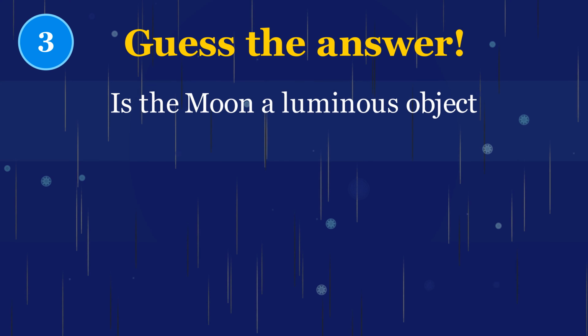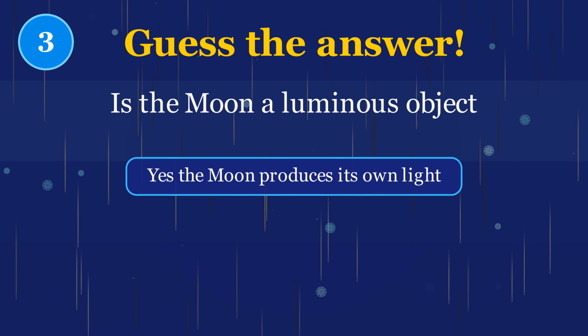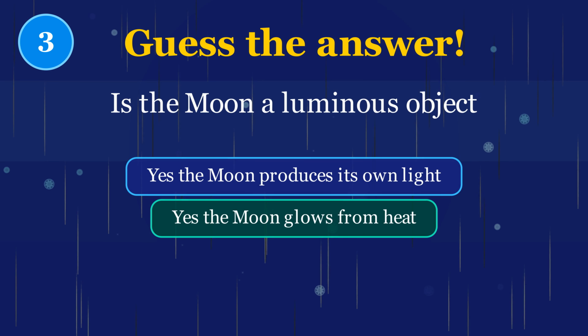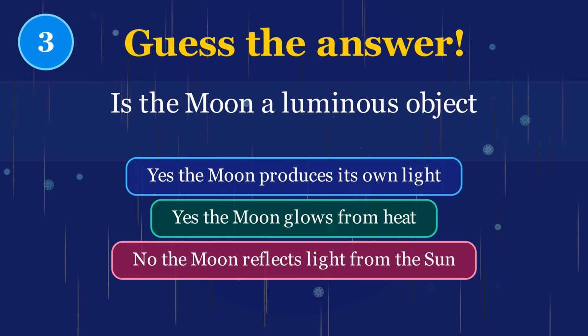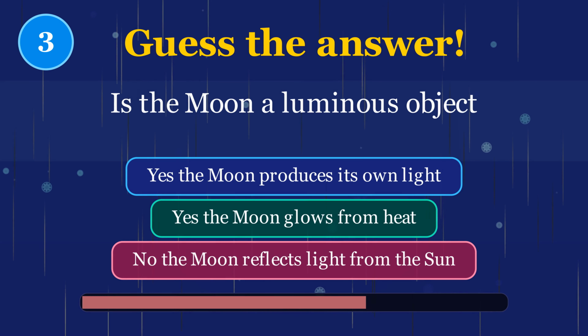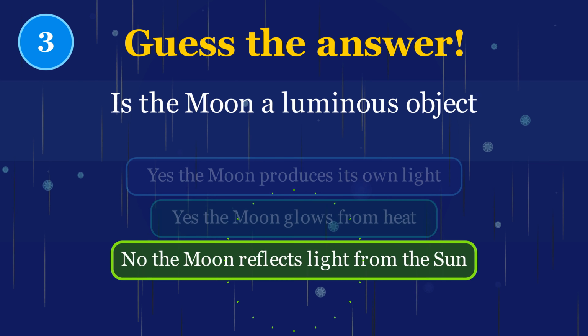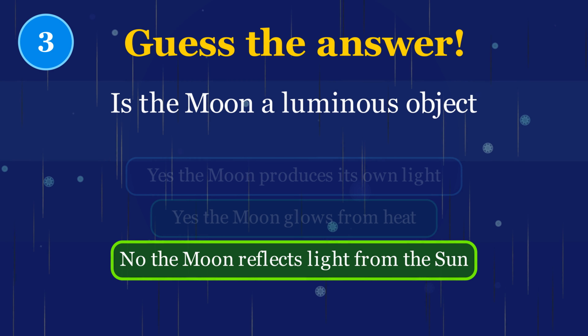Is the moon a luminous object? Yes, the moon produces its own light. Yes, the moon glows from heat. No, the moon reflects light from the sun. The correct answer is no, the moon reflects light from the sun.